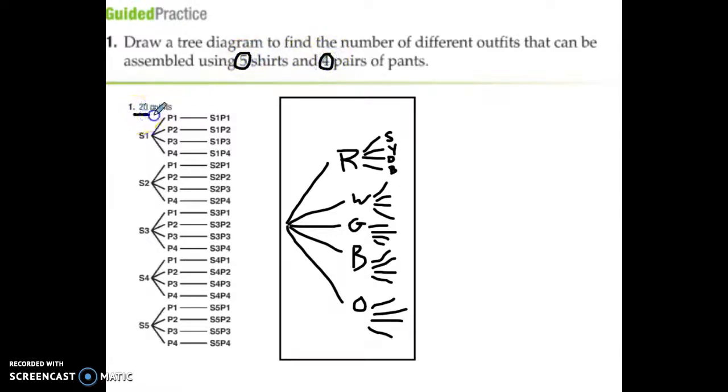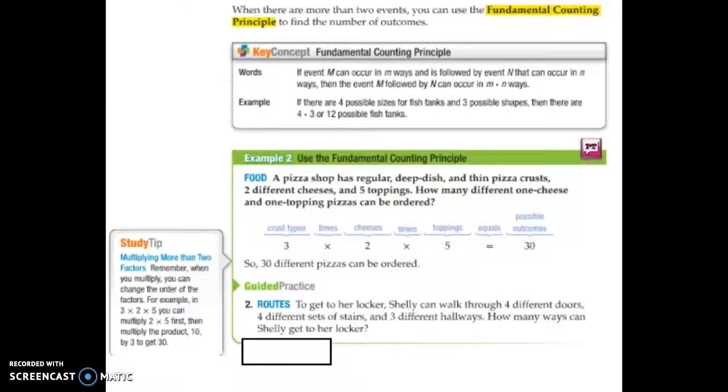How did I get there? Well, here it is. The counting principle. The fundamental counting principle is if event M can occur in so many ways and another event can occur in a different number of ways, you're going to multiply those numbers together. All right, so for example, we had the fish tank. This one says 4 sizes and 3 shapes, so 4 times 3 is 12 possibilities.